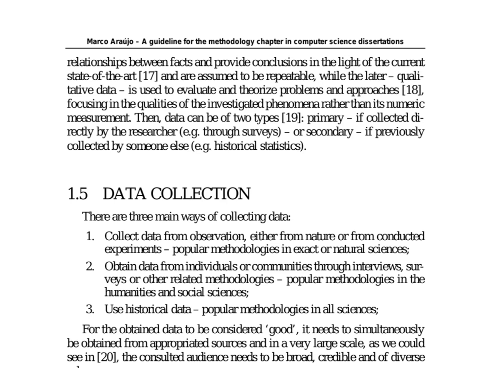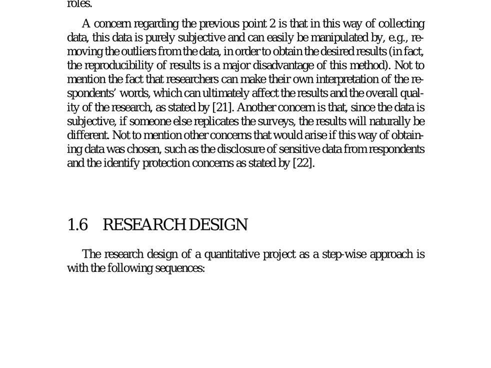Data can also be classified as primary, collected directly by the researcher, or secondary, collected by someone else. There are three main ways of collecting data: observation from nature or experiments, obtaining data from individuals or communities through interviews or surveys, and using historical data. For data to be considered good, it needs to be obtained from appropriate sources and in large quantities, with a broad, credible, and diverse consulted audience.